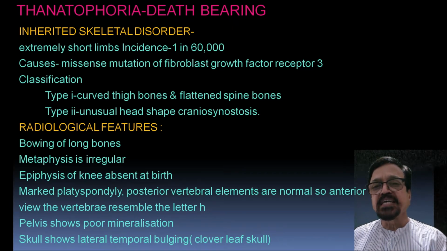Bowing of the long legs, metaphysis is irregular, then metaphysis of the knee is absent at birth, then marked platyspondyly, posterior vertebral elements are normal, so the anterior view of the vertebra resembles the letter H. Pelvis shows poor mineralization, skull shows lateral temporal bulging, that is clover leaf skull.